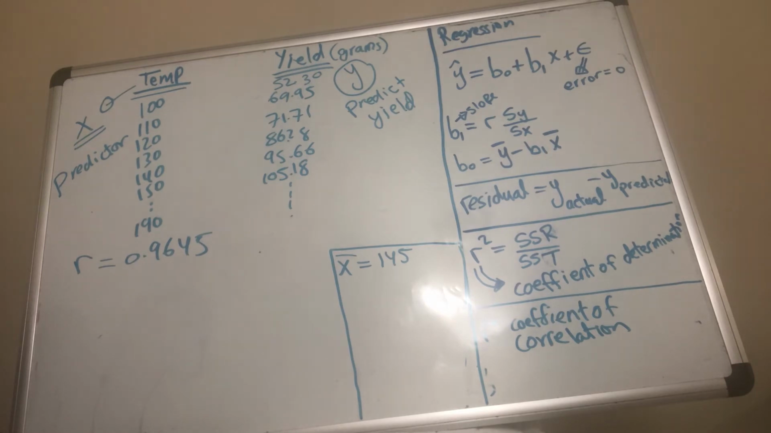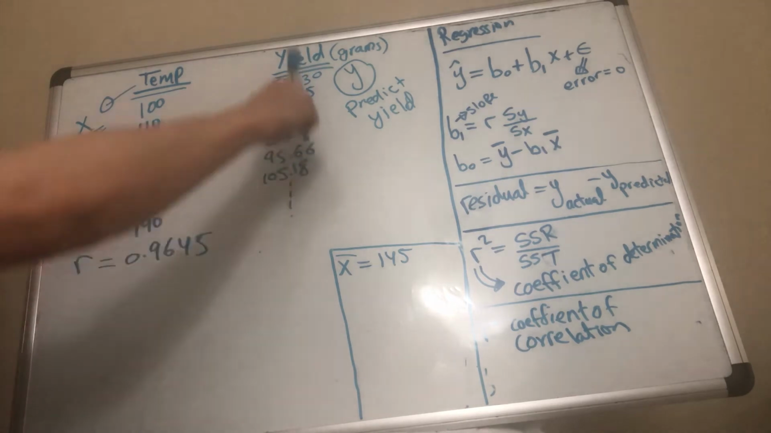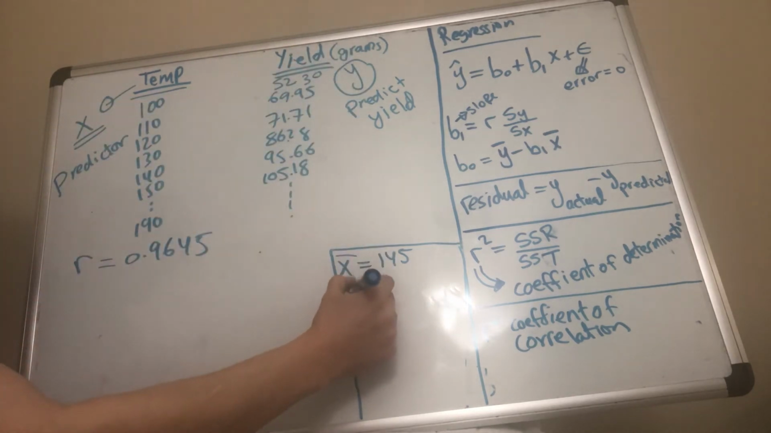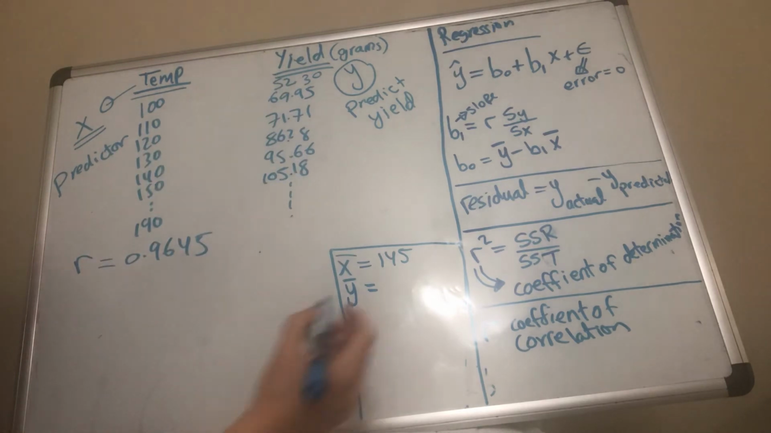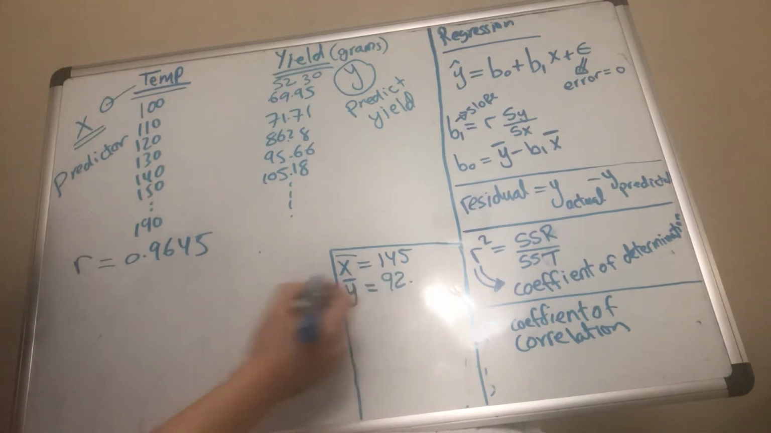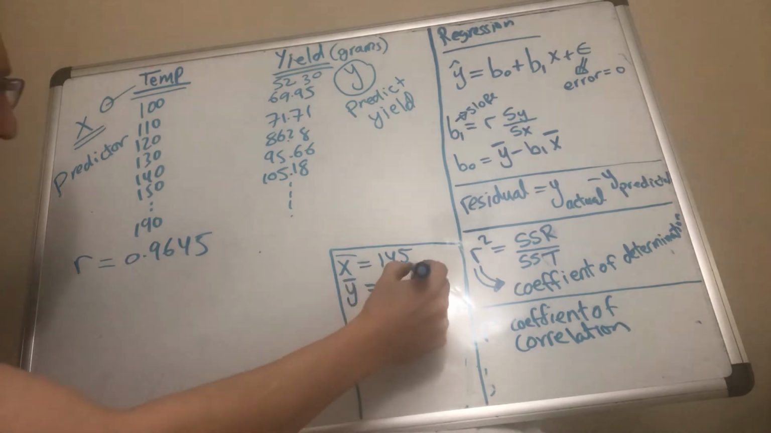Then they ask, what's the mean for the yield? So they want Y bar now. Again, you add them and divide. I did that, and it's 92.252.